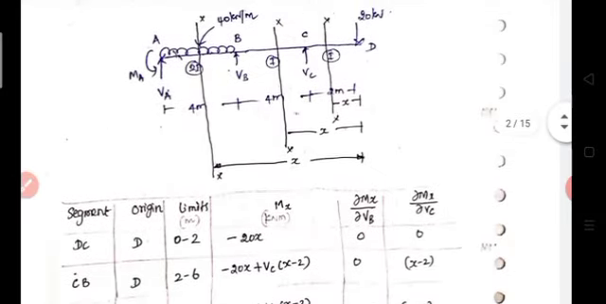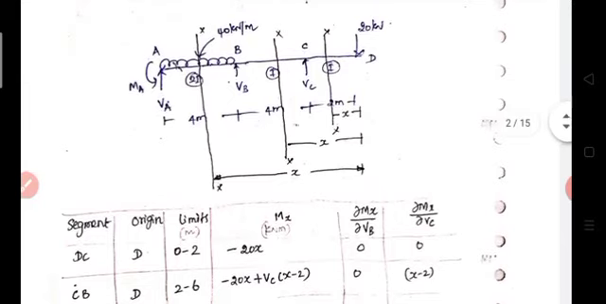Consider segment BA. In this case also I take the origin at D. Therefore the limit will be 2 plus 4 is 6, so 6 to 10. So the limit will be 6 to 10.